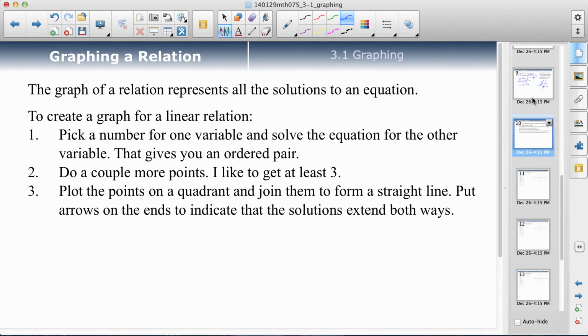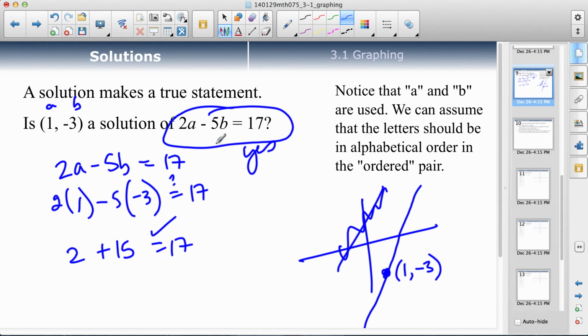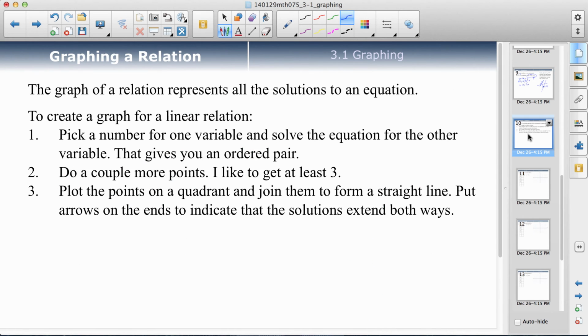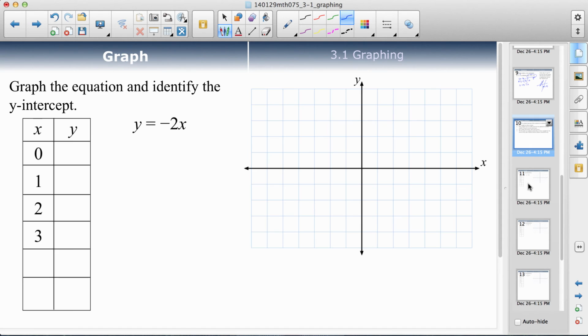So when we're looking to graph a whole relationship, here we were just checking to see if that point was on the line. But if I wanted to graph a whole thing, one of the ways I could do it is to get a bunch of ordered pairs and just plot the points. So these instructions sort of tell you what to do there. Pick a number for one of the variables and solve for the other one. And that'll give you an ordered pair. And then you want to get about 3 of those. I like to get 3 or more. And then once you have them, plot them on a graph and join them. So let's try it a couple times.